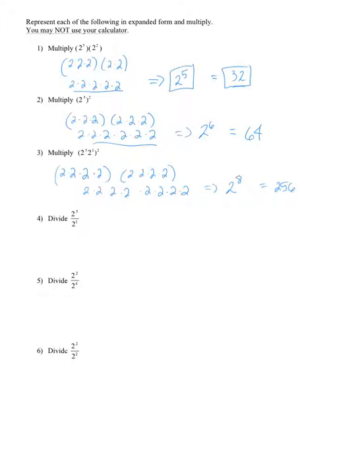Now let's show example 4 in expanded form. The numerator would be 2 times 2 times 2. The denominator would be 2. Hopefully you can see that you can cancel. You can simplify this fraction, dividing both the numerator and denominator by 2. This would leave us with 2 times 2, which is 2 squared, which is 4. So we're thinking about dividing like bases with exponents.